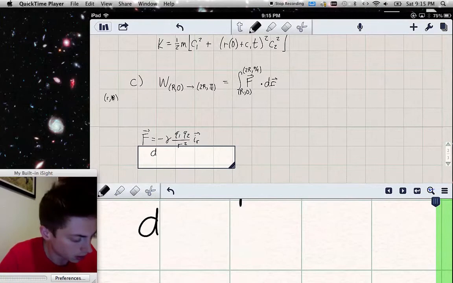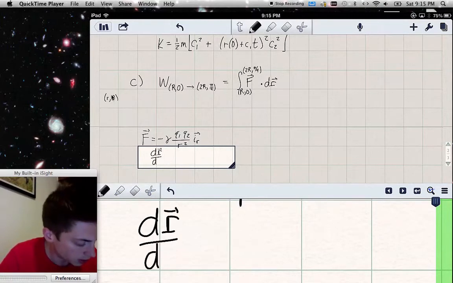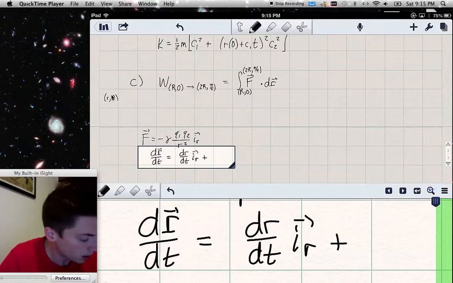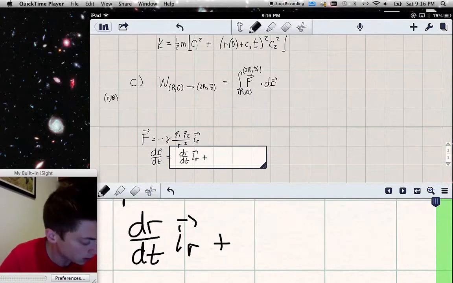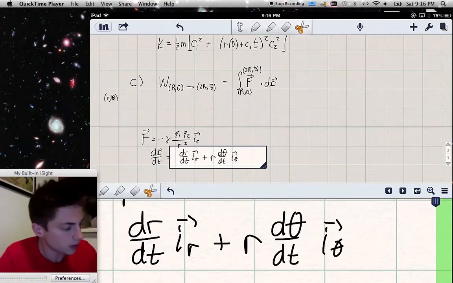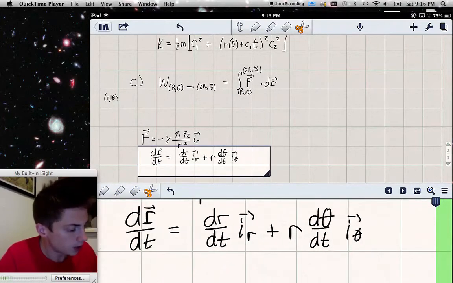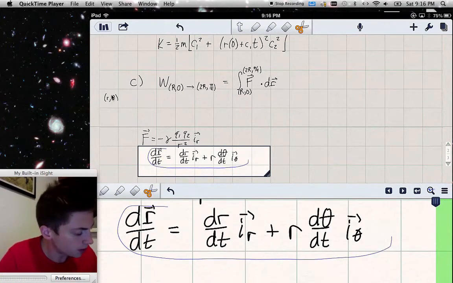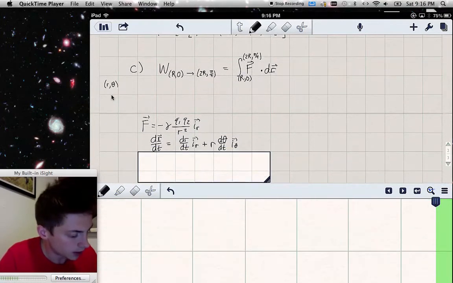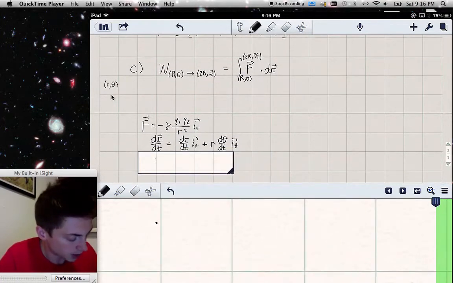It's a little trick. dr over dt, which is velocity, is equal to dr over dt i_r, and then write omega as d theta over dt. That's the trick here. r times d theta over dt i_theta. Alright, and now what you do is multiply both sides by the differential dt. Okay, so we'll get dr over dt all times dt.